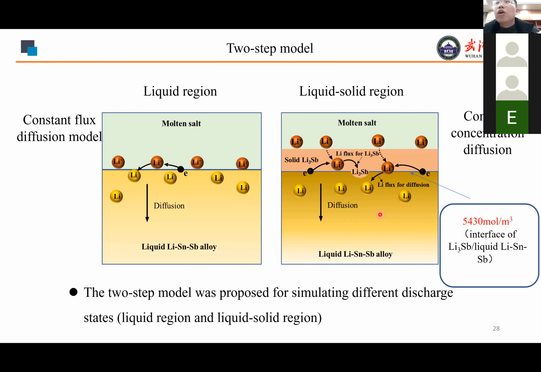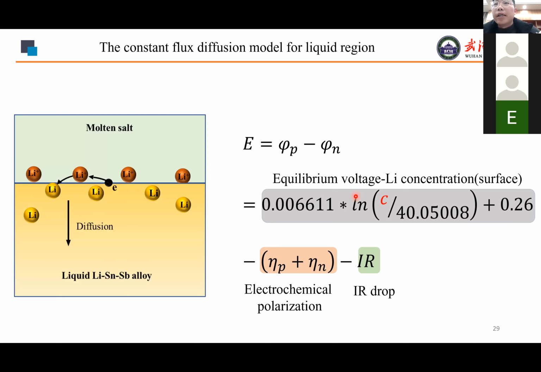simulation. During discharge, there are two different mass transfer models in the liquid region and the liquid-solid region. We proposed a two-step model to simulate the mass transfer and phase evolution in the positive electrode during discharge. When the positive alloy is in the liquid state, the reduced lithium diffused into the liquid alloy. The lithium flux is constant during constant current discharge. We can use the constant flux diffusion model to simulate this mass transfer process.